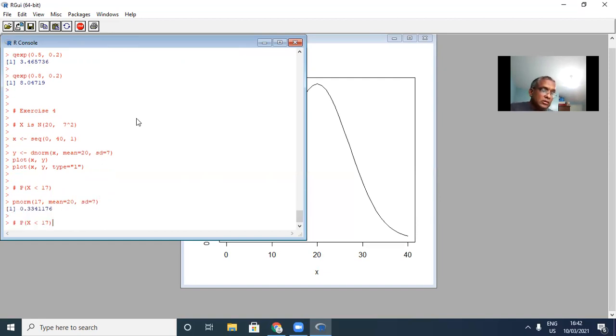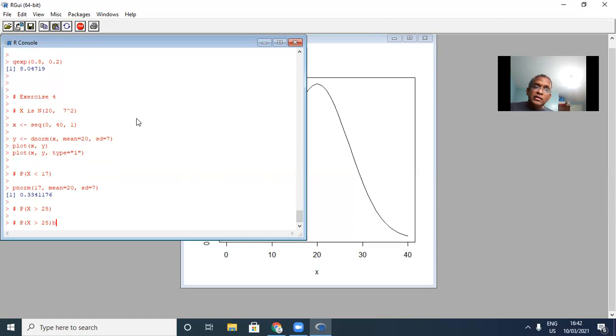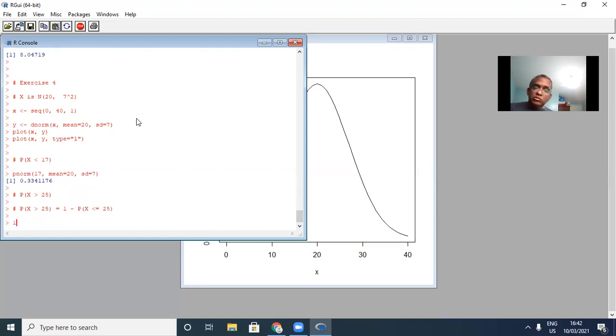Okay, next we want to compute the probability that X is greater than 25. Now this you can write as 1 minus the probability that X is less than or equal to 25. So it's 1 minus pnorm at 25 with mean equal to 20, standard deviation 7.